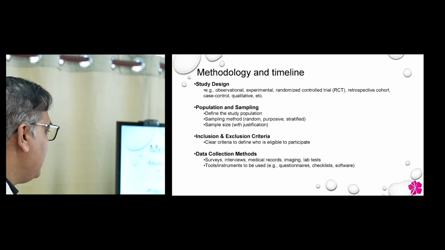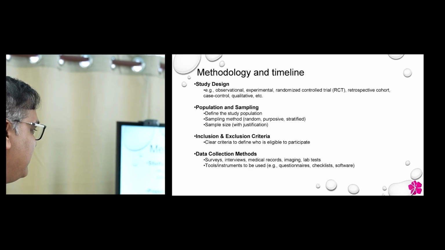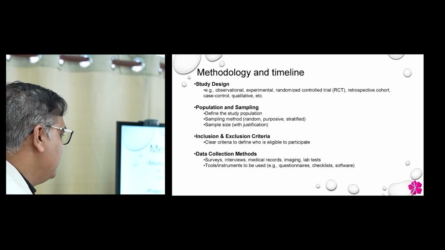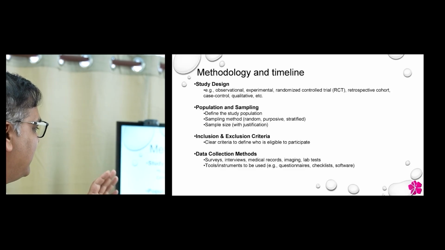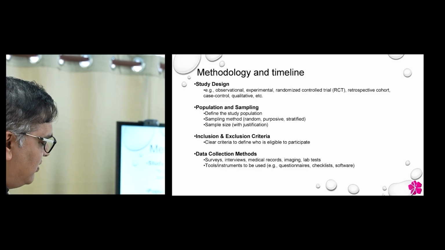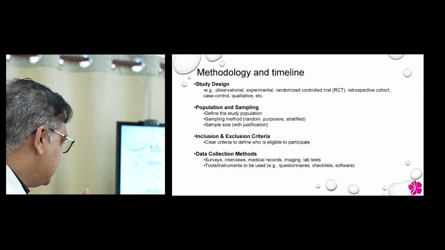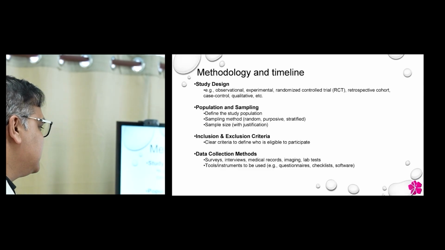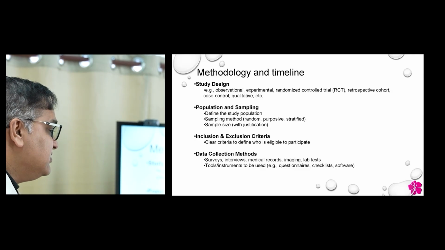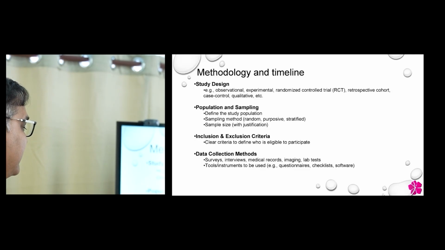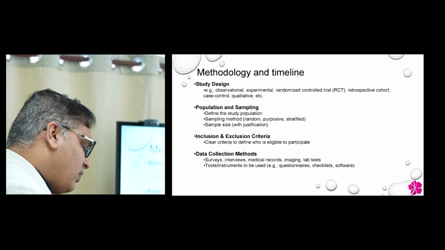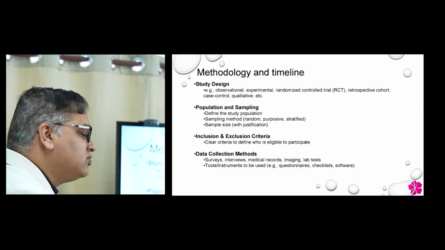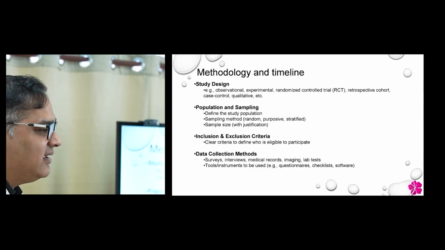Next. Methodology and timeline. In that we have to have a study design, which can be observational, experimental, RCTs, case control. We'll talk in detail in the next class. Population and sampling: we need to define the study population, the sampling method, the sample size, inclusion and exclusion criteria, and the data collection method. So how are we going to collect the data? Surveys, interviews, records, imaging. What tools are we going to use to collect the data? We need to define everything in our research proposal.